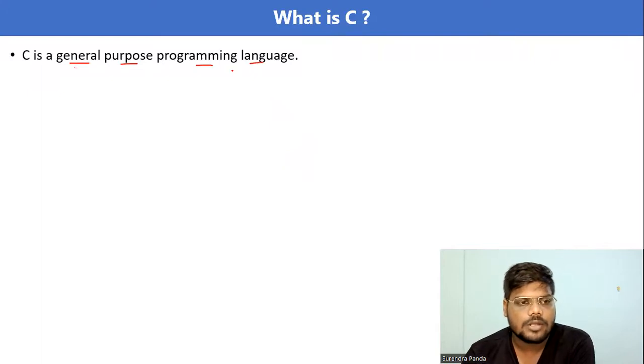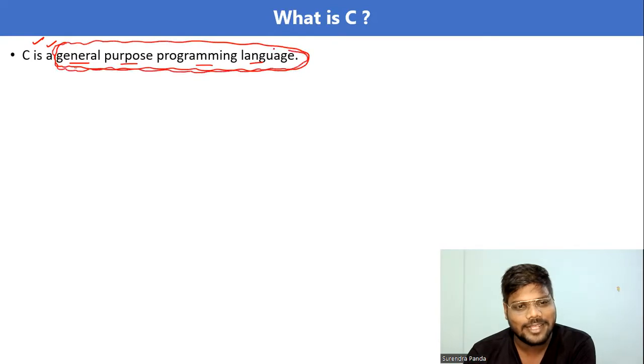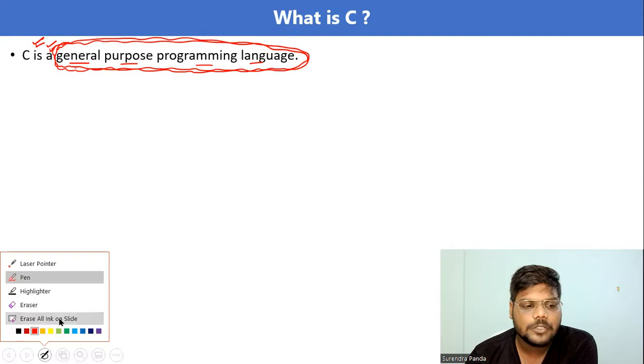Sir, we have lots of doubts. Don't worry. I hope you know the meaning of P's and the meaning of A. You know that, and the remaining thing is my responsibility. I will cover everything. If you know that, it's enough for me. So C is a general purpose programming language.